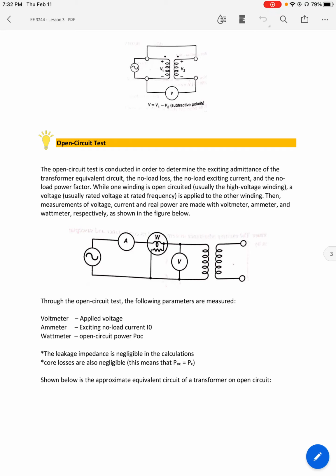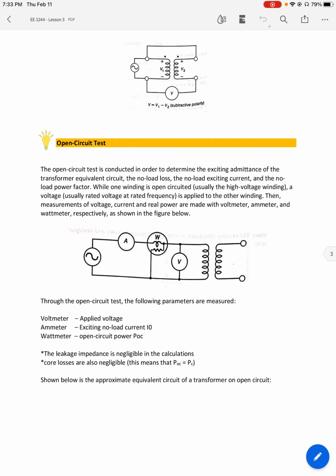Then through the open circuit test, the following parameters are measured. Atong voltmeter, gina-measure niya ang applied voltage at the point sa kanabitong closest to the winding. Then ang ammeter na to is the exciting no load current or I sub 0. And then atong wattmeter is the open circuit power or the POC. But giingon diri, the leakage impedance is negligible in the calculations kay tungod gamay kayo ang kanabitang line current or the circuit current or the no load current.